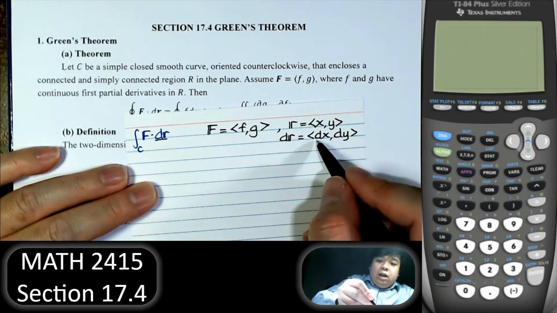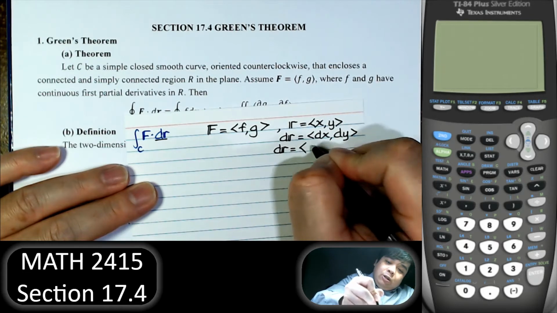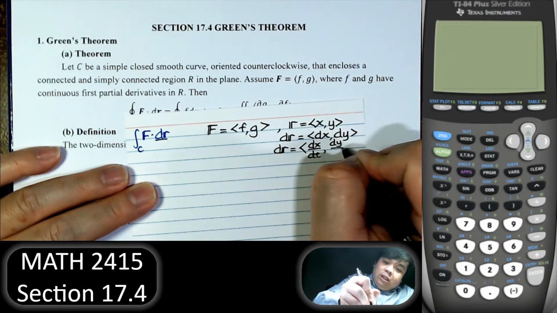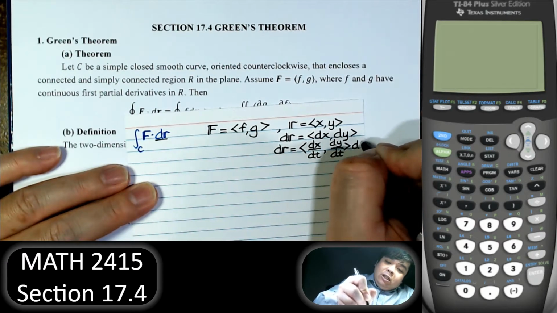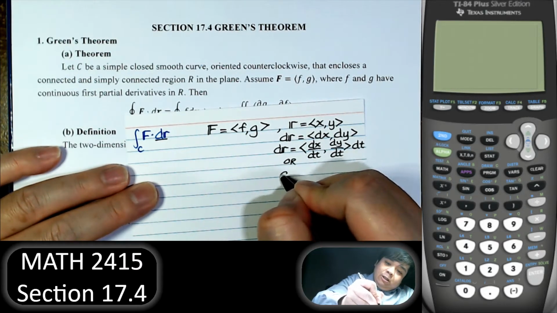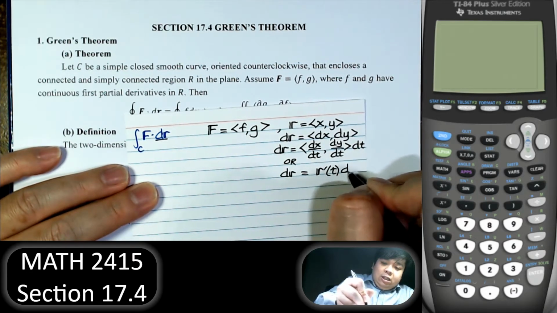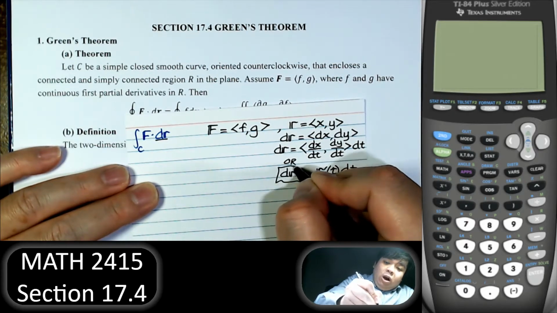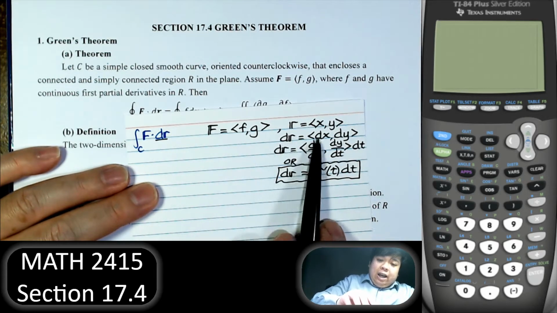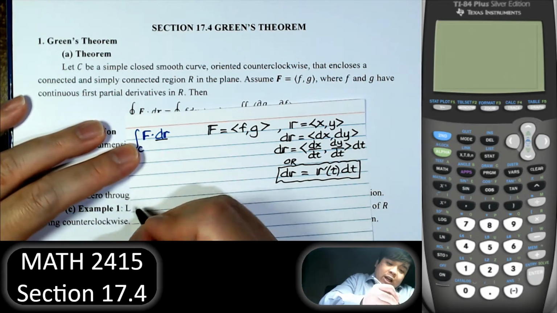Or if we multiply and divide by dt, we can write dr is equal to dx over dt, dy over dt times dt. And then of course that is the derivative, r prime of t dt. Of course we use this quite often. So we can use dr any of this. But if we use F of this form, then we can write the line integral.